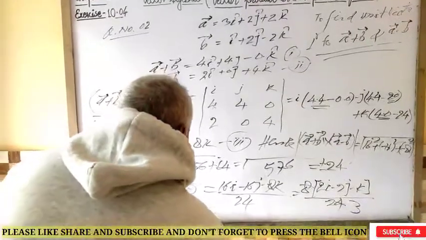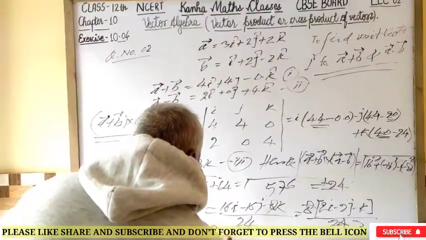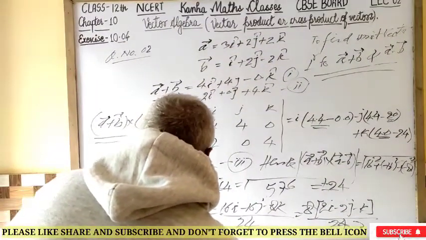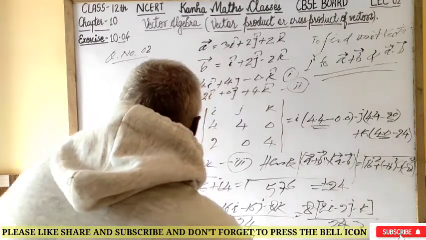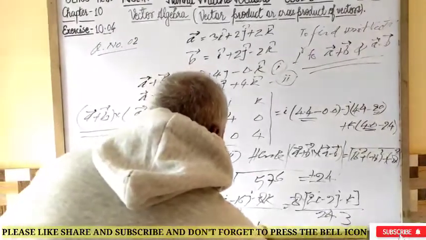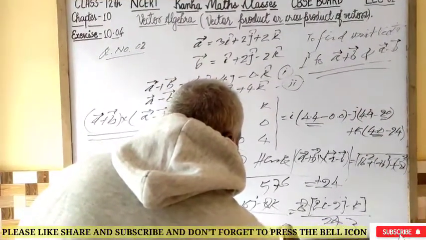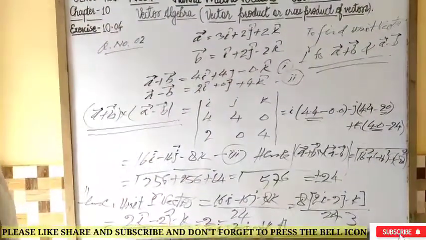Or, interpreting separately, 2/3 i minus 2/3 j minus 1/3 k. This will be the requisite answer.